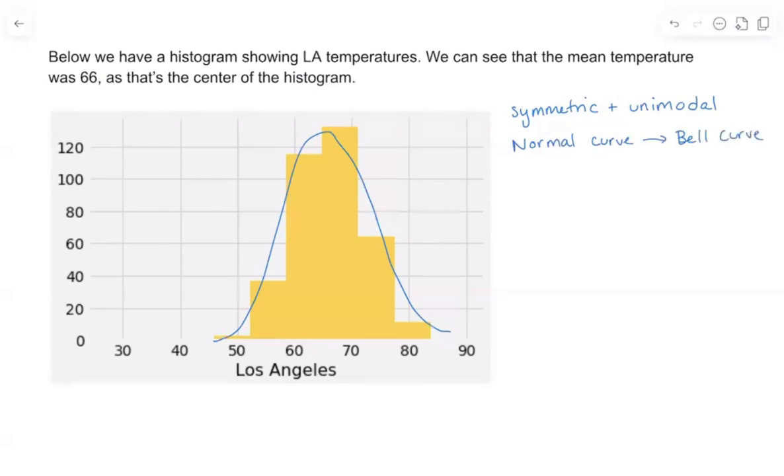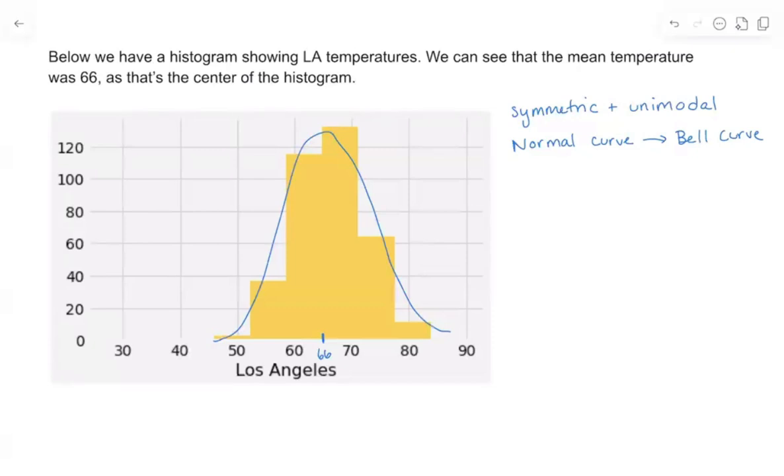Now, we learned about these when we talked about standard deviation. We figured out that from a symmetric unimodal histogram, you could see the average by looking at where the maximum was and figuring out what value matches with that maximum. So in this case, it happened to be 66 degrees, that the average temperature in LA was 66 degrees.